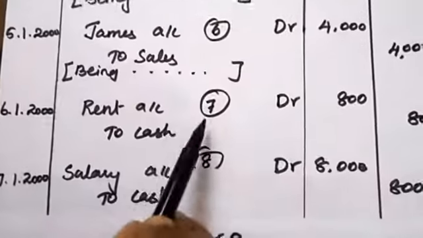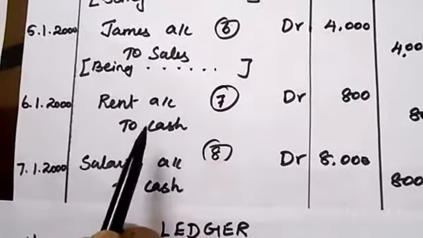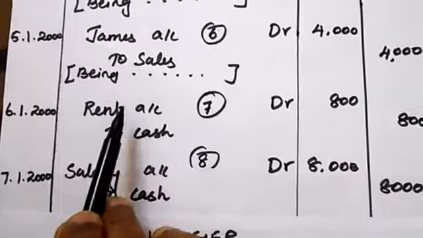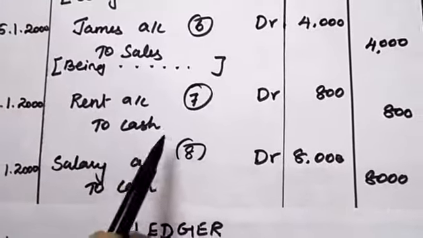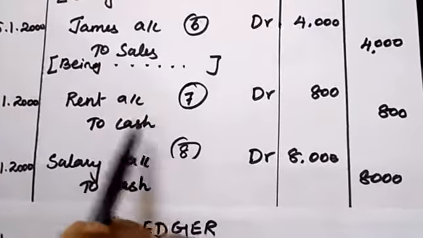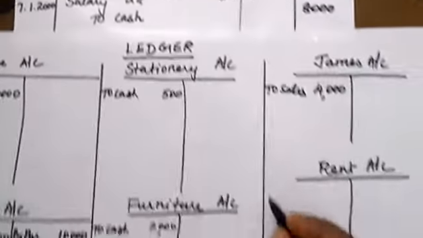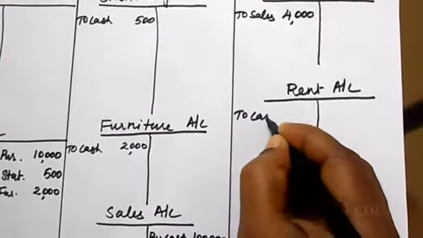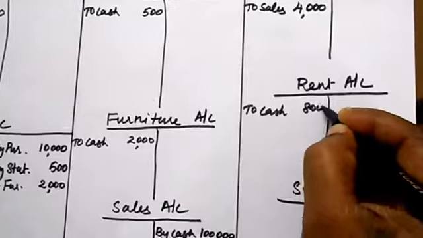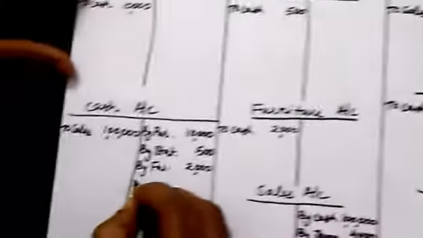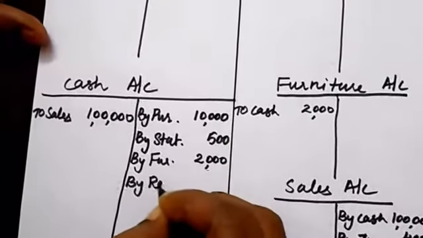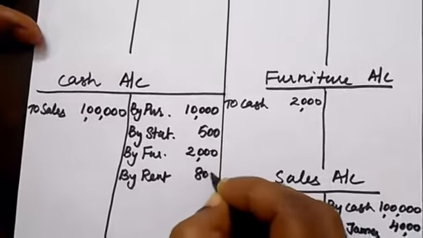Then rent account data to cash. So you have to record cash under the rent account and record rent under the cash account. Come to the rent account, debit side to cash, 800 rupees, and under the cash account, by rent, 800 rupees.